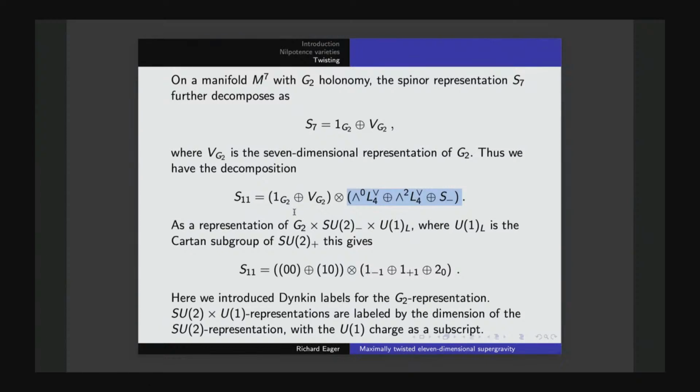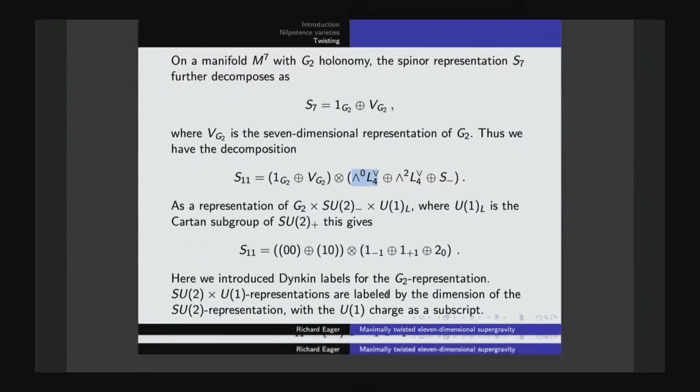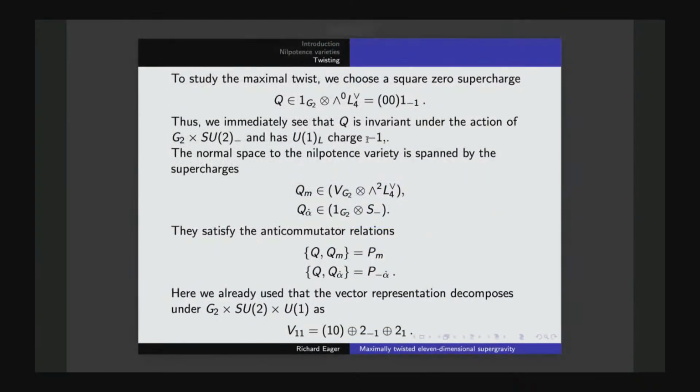Right, and then when we twist, we're going to just pick out a particular component, which is going to be a singlet of the G2 and also a singlet under the SU2. So this is going to be the particular supercharge we twist by. And so we immediately see that this supercharge Q is invariant under the action of G2 times SU2 minus, and it has U1 L charge minus 1.